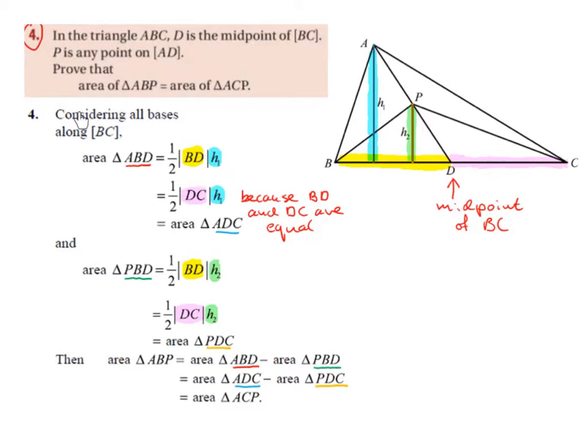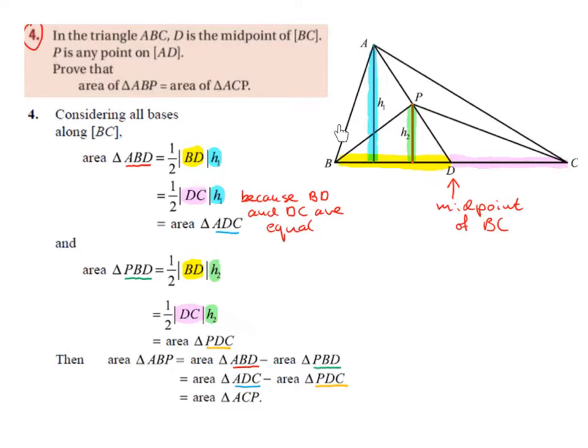So we're going to start by considering all the bases along BC. So this is the line BC, the base of the overall triangle ABC. So the area of the triangle ABD, so ABD, is going to be half times base times height, because that's the area of a triangle.